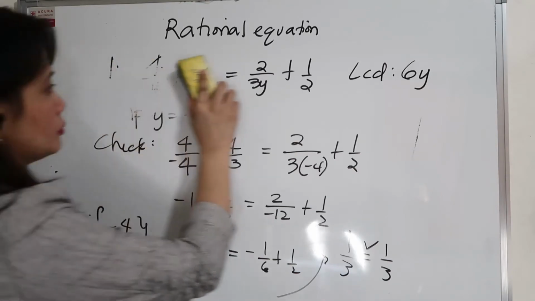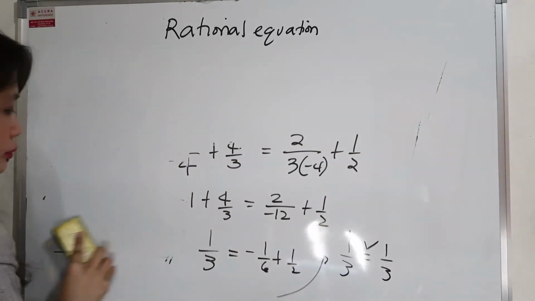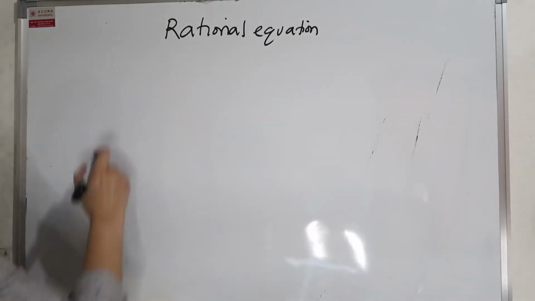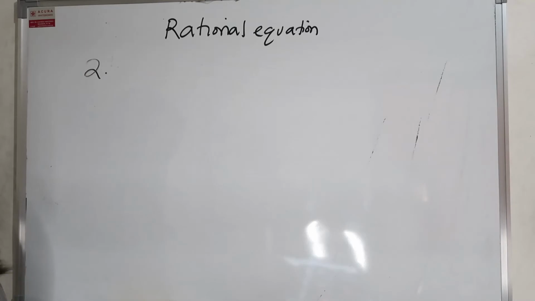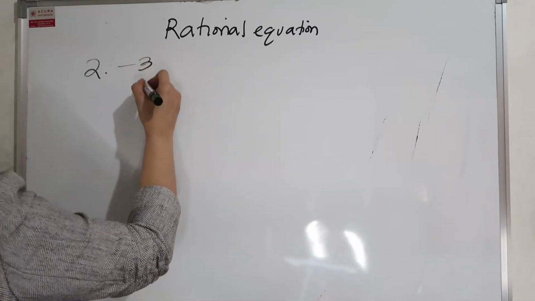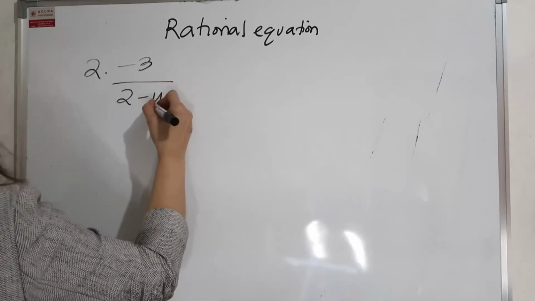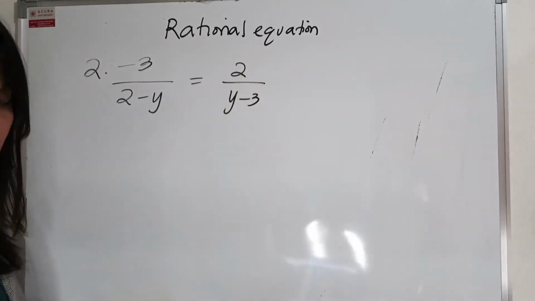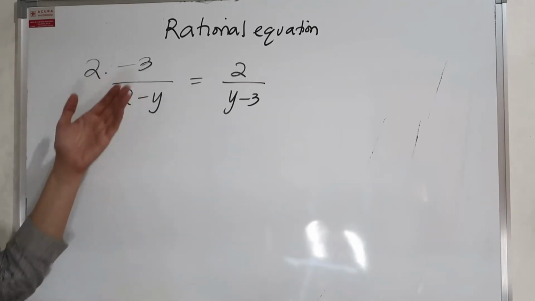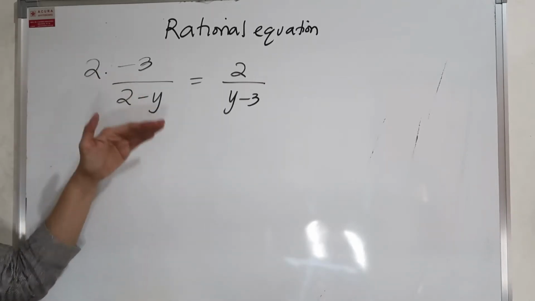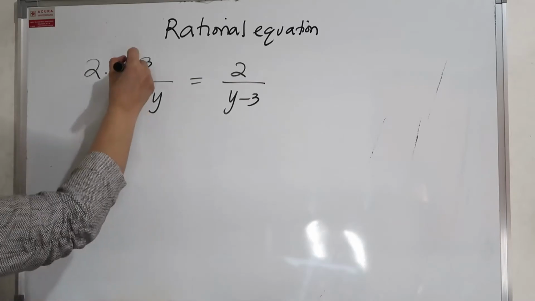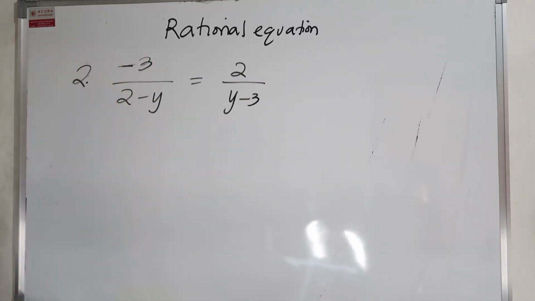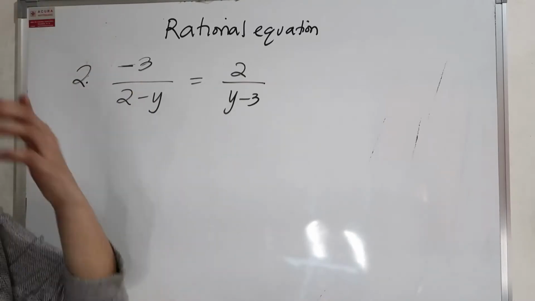Next, example number 2. What about example number 2? So the given is negative 3 over 2 minus y is equal to 2 over y minus 3. So how do we answer number 2? Negative 3 over 2 minus y is equal to 2 over y minus 3. Any idea how do we answer this? How do we solve for y?